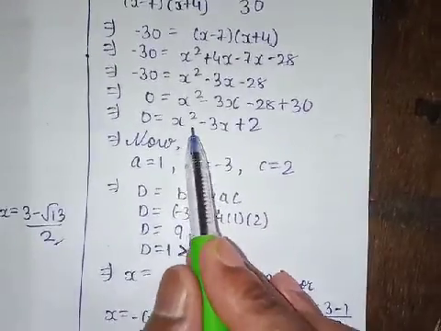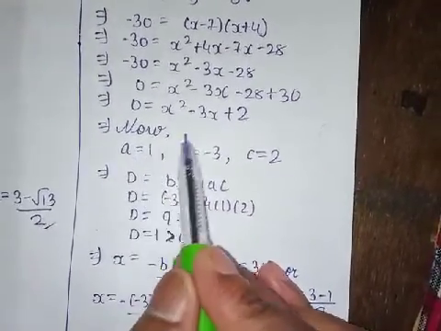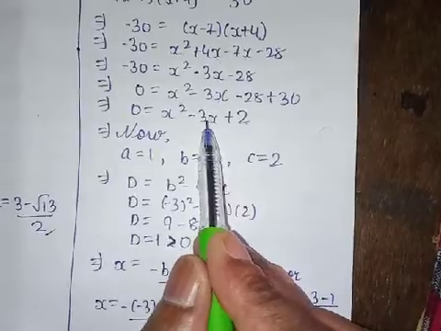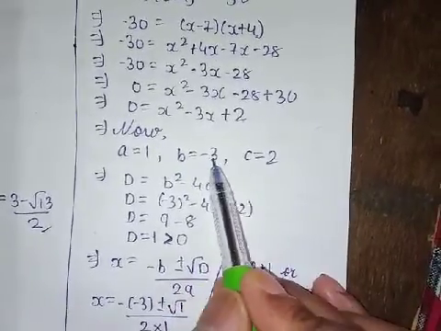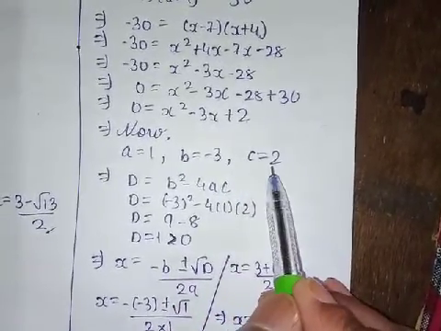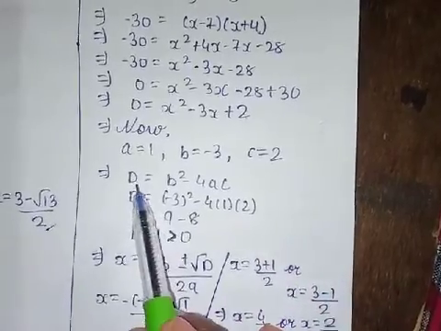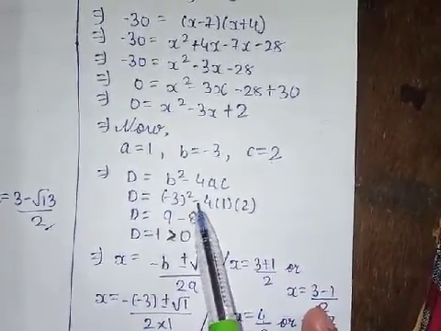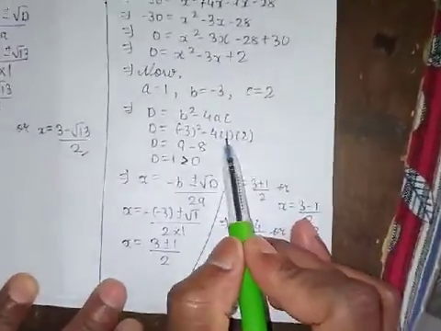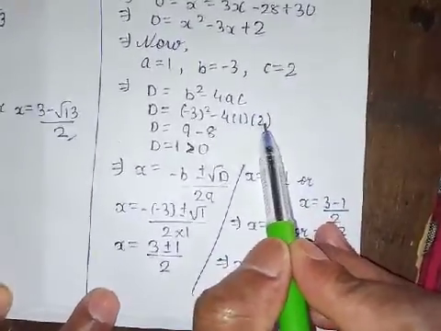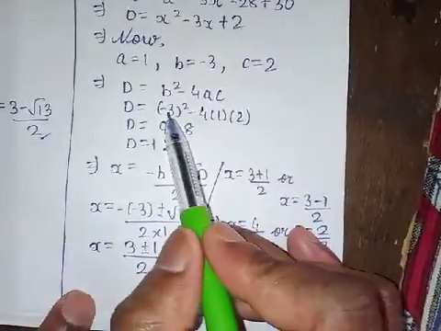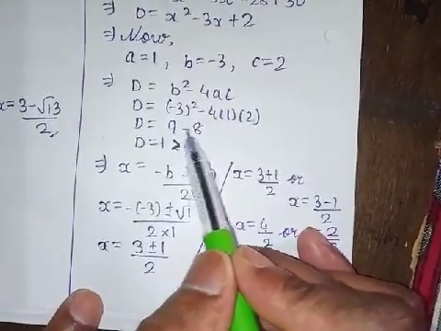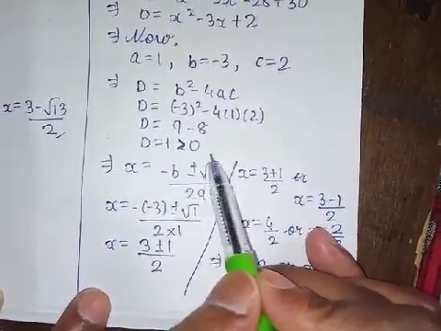So now coefficient of x square, a, is 1, coefficient of x, b, is minus 3, and c is equal to 2. So d is equal to b square minus 4ac. So minus 3 whole square minus 4 into 1 into 2. C is 2. 4 2s are 8, 3 3s are 9. So 9 minus 8 is 1, which is greater than 0.